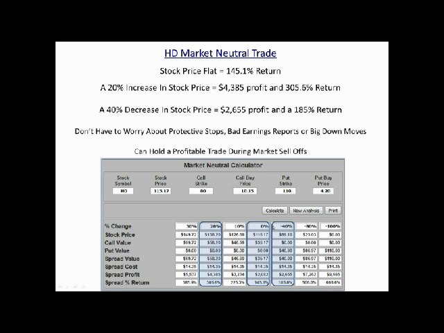So in this example, we were able to lock in the minimum profit, which would be 145%, and that's if the stock was flat at option expiration. So in this example, we had a guaranteed profit of 145% return for this trade in Home Depot.